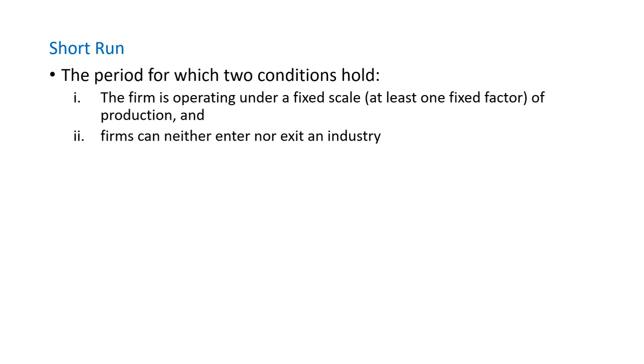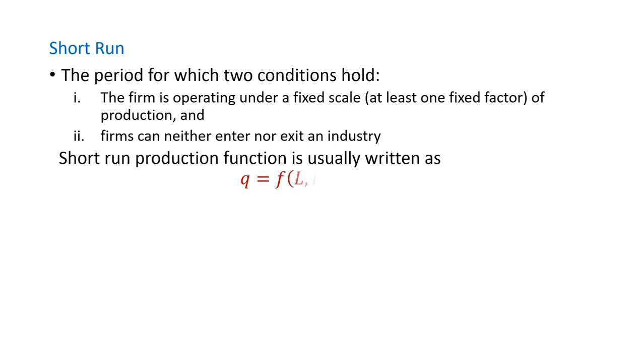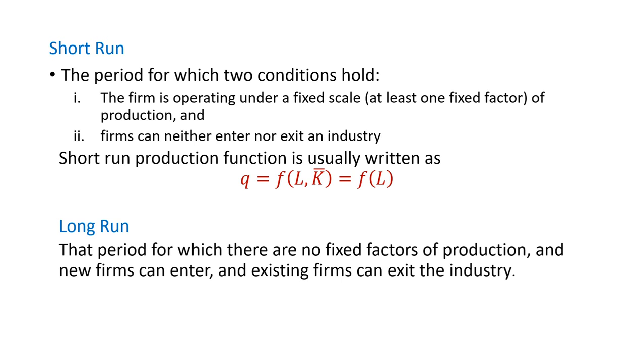Next is the long run. Long run represents the period of time in which there is no fixed factor of production. That is, the firms can increase or decrease the scale of production, and new firms can also enter and exit from the industry. We represent long run as students. We can understand the concept of short run and long run better with the help of an example.